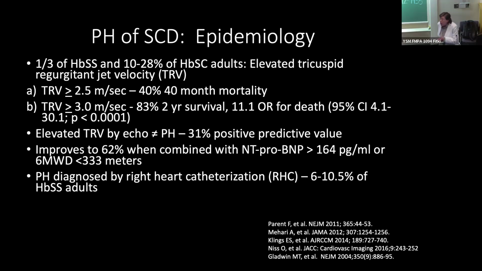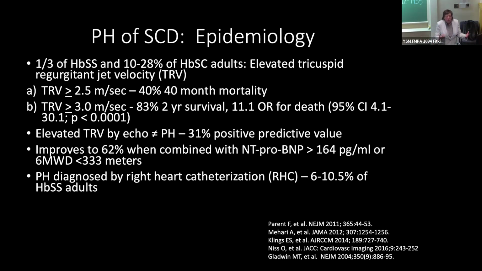Although they had right heart cath data in very few of those patients, that was published in the New England Journal back in 2004. Our group and others have identified that this happens in hemoglobin SC disease as well, this elevated TR jet velocity, and it happens at a rate of 10 to 28%.